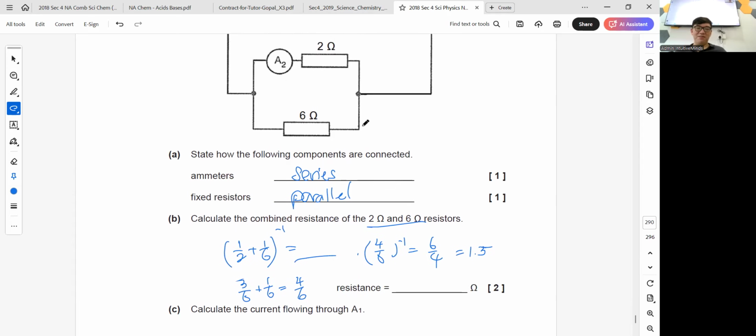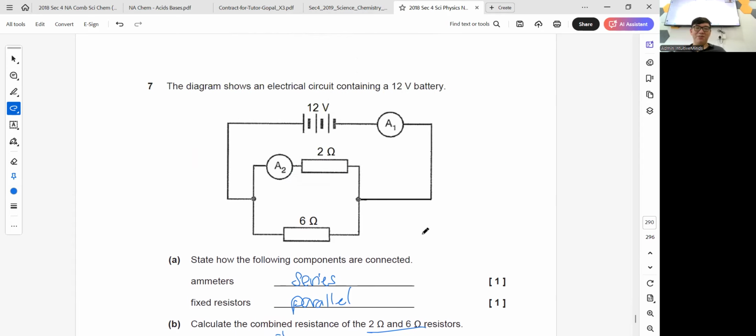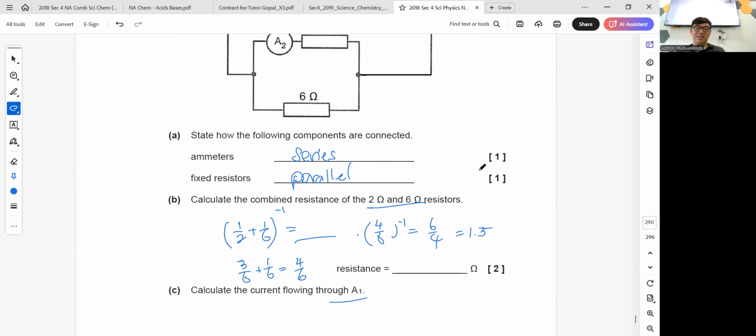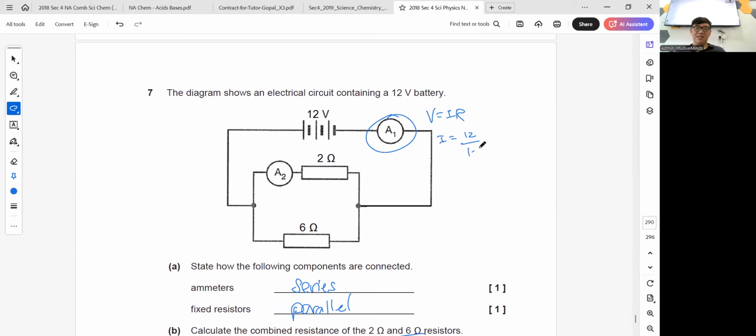Okay, calculate the current flowing through A1. What do we use for this? V over R. 12 divided by the total resistance. Yeah, so that's 8. So note down this formula.